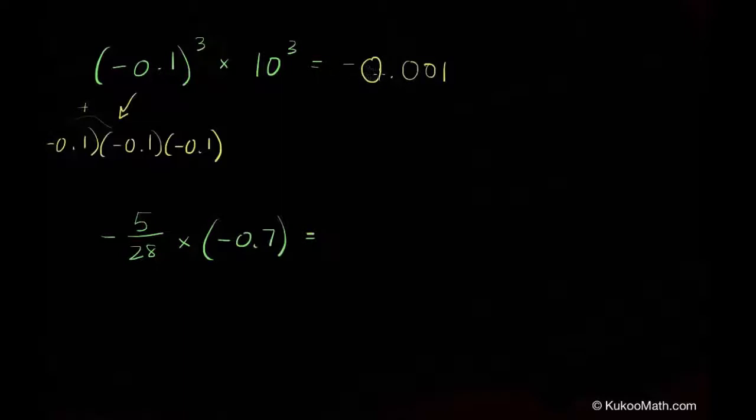So we have negative 0.001 times 10 to the third power, which is equal to 1000, because it's basically 10 times 10 times 10. So now we have this. When we multiply it, we get the answer to be negative, and we multiply this by 1000, so we can move the decimal point 1, 2, 3 steps. Our answer is negative 1.